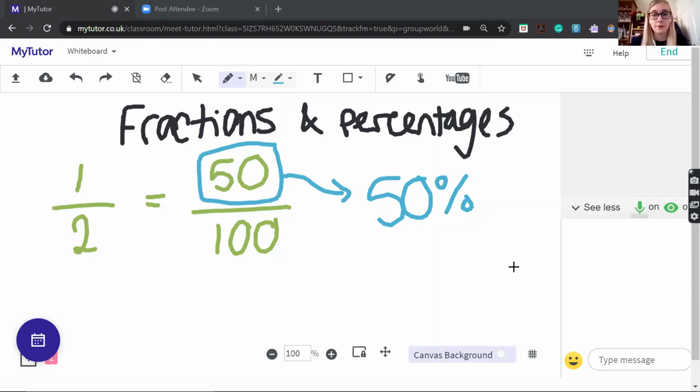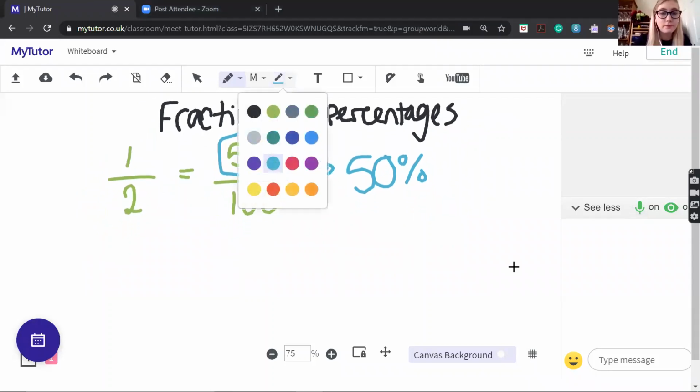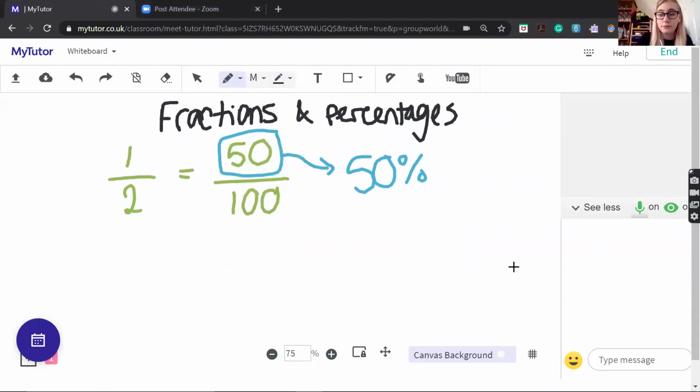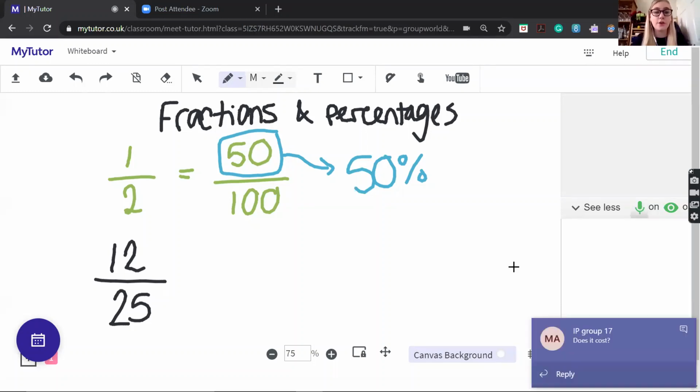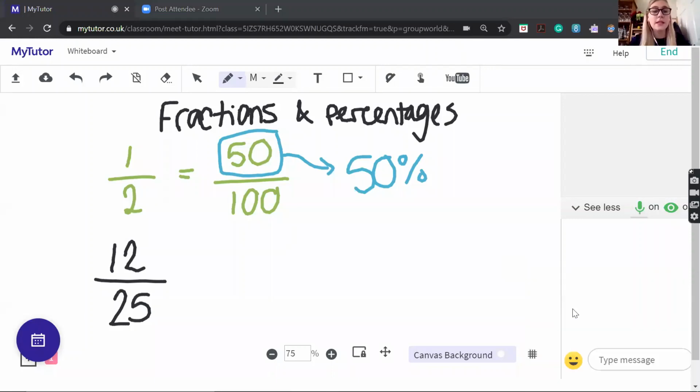So I'll do another example for you, and I'll show you a couple of ways to do it. So let's say we have 12 over 25. Now, like I said, the reason that we would want to convert this is because 12 over 25 doesn't really mean much to us, if that makes sense. It will make a lot more sense when it's as a percentage. So there are two ways that you can do this. Oh my gosh, sorry about these notifications.